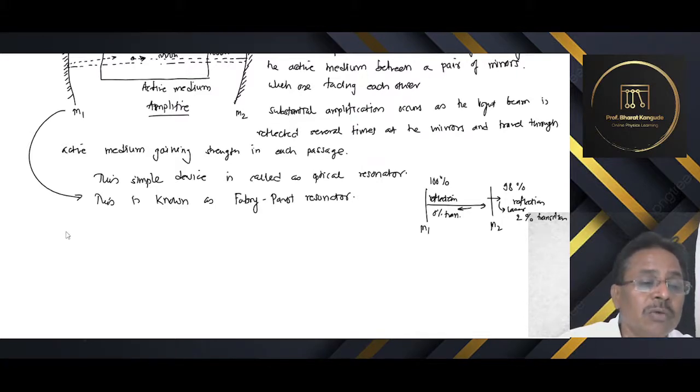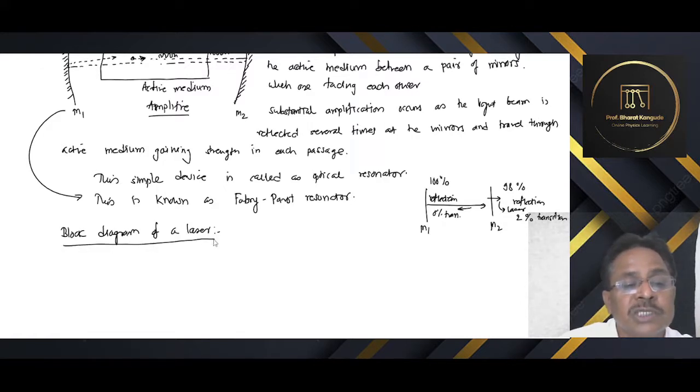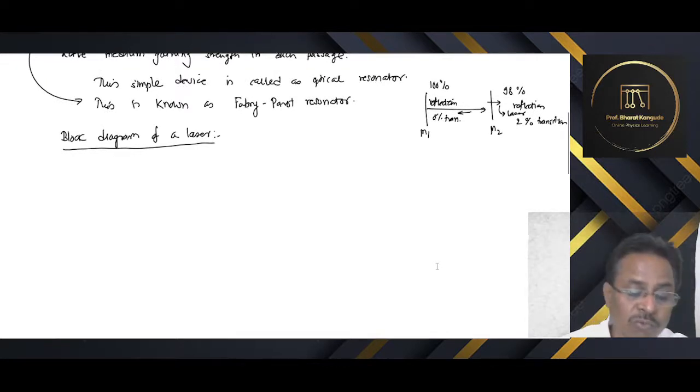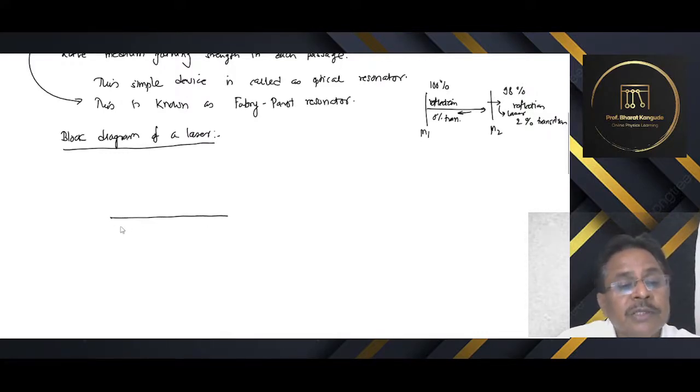So we can go for a block diagram of a laser, and this is very, very important because all the devices which we are going to discuss further will be based upon the simple principle we are drawing here. I'll draw a simple diagram here. This is called the active medium. This is a rod or material which is called the active medium, AM.